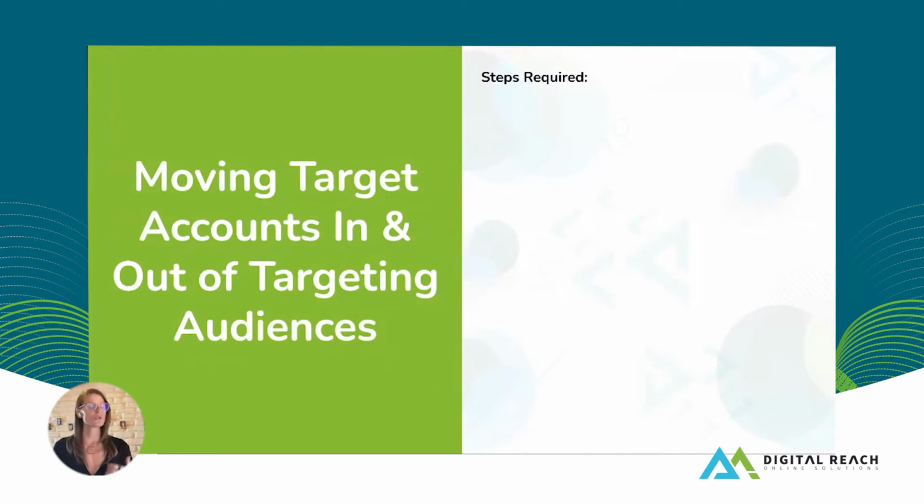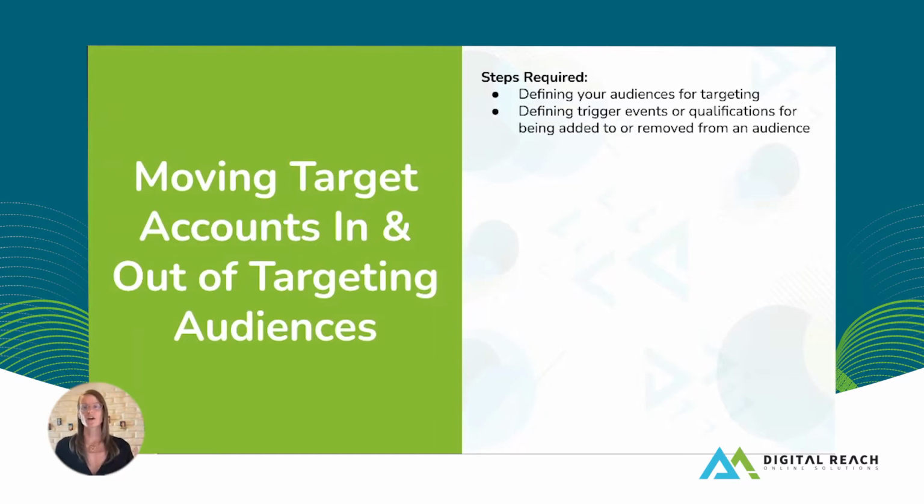First thing you need to do, you're going to see this as a common theme, we actually need to define the audiences for targeting. So that's the number one thing that we have to do. The next thing that we have to do is define our trigger events or qualifications for being added to or removed from an audience. So what is going to be the reason we put somebody in an audience or we take somebody out of an audience? And then we need to create lists for those audiences, because that's how we're going to do it in HubSpot, is creating lists for our audience.